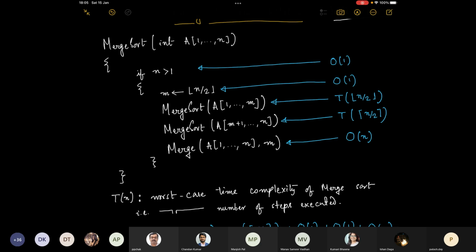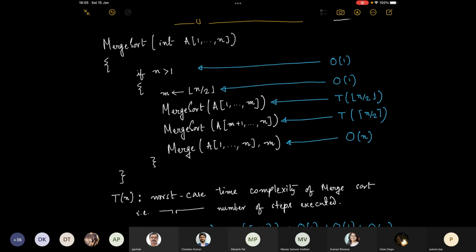Okay, so let's count how many steps this pseudocode has. The if statement is one statement, one logical comparison. That's what I have written as order one. So it takes a constant number of steps. Then m equal to n by 2 also takes order one time. Order one means anything which can be executed in a constant number of steps.